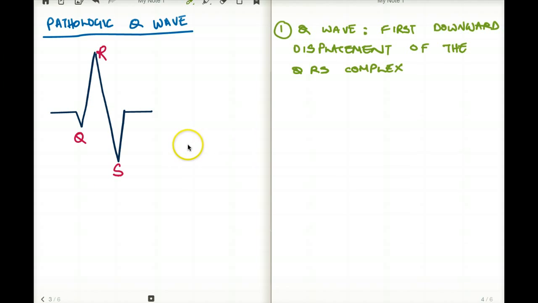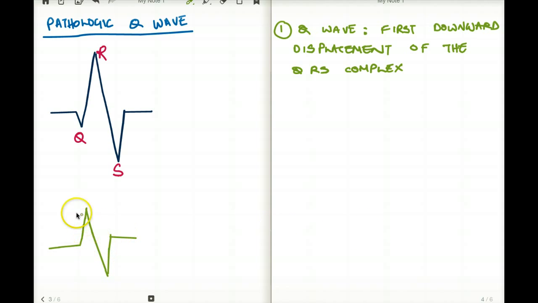You might be wondering at this point, don't I know that? It is the first downward displacement of the QRS complex. Why am I putting so much stress on it? The reason is that sometimes, in fact most of the time, you might not even see a Q wave or a first downward displacement of the QRS complex. You might end up seeing something like this a lot of the time. The Q wave often does not show, and that's not pathologic, that's normal.